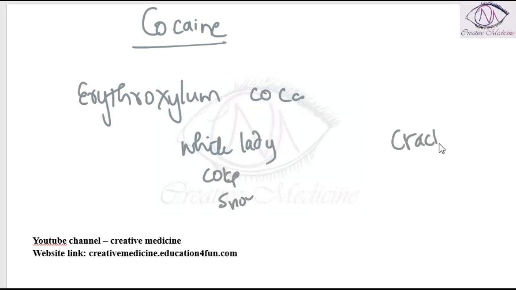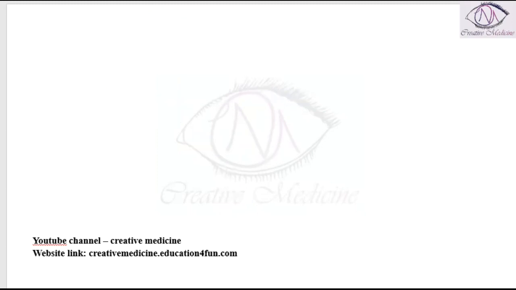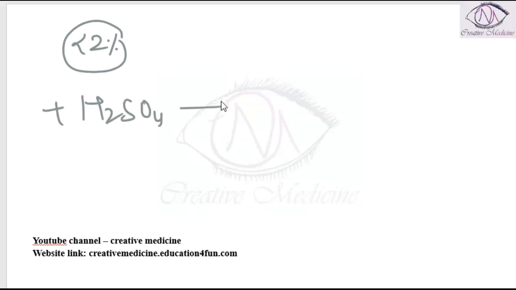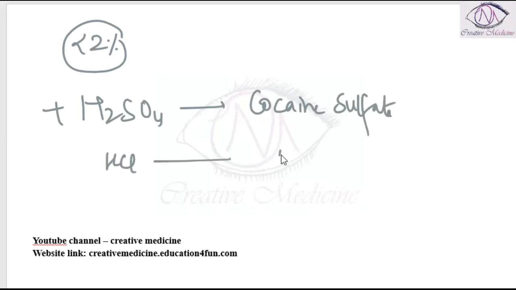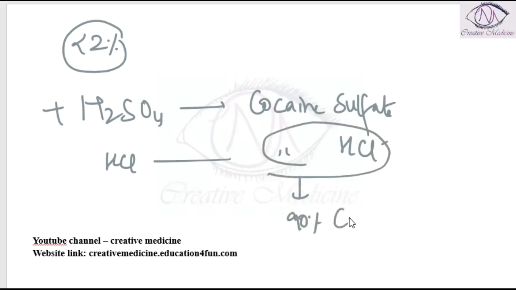Coca leaves contain less than 2% of cocaine. Cocaine treated with H2SO4 is called cocaine sulfate. If it is treated with HCl, we call it cocaine hydrochloride. Cocaine hydrochloride contains 90% of cocaine, and it is used for snorting and injections.